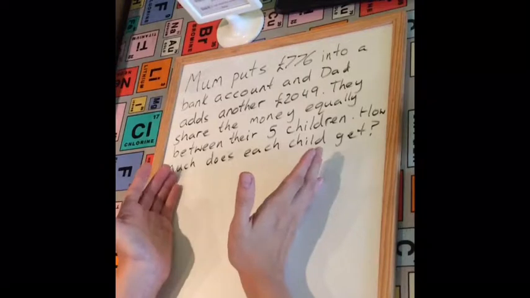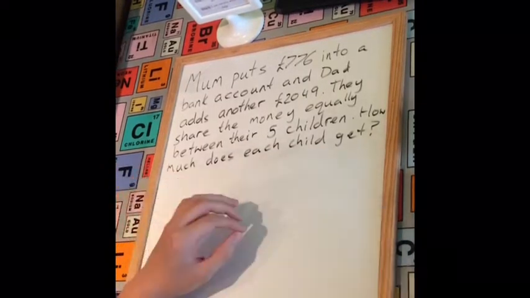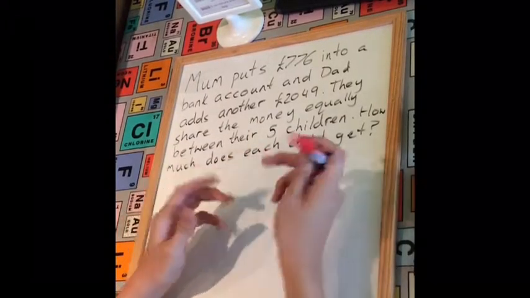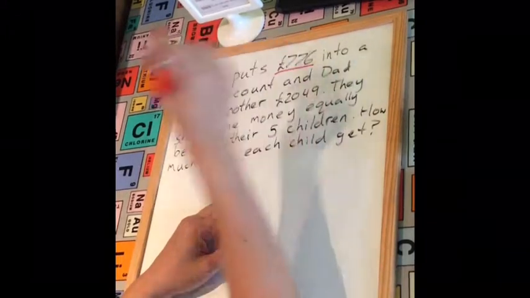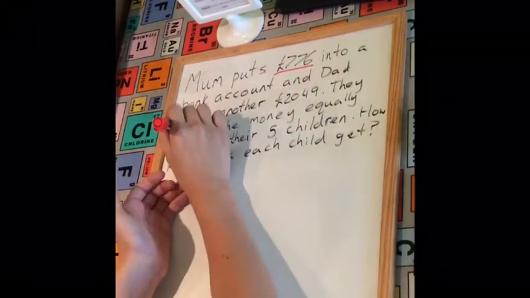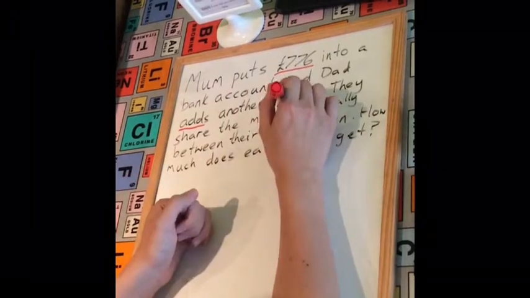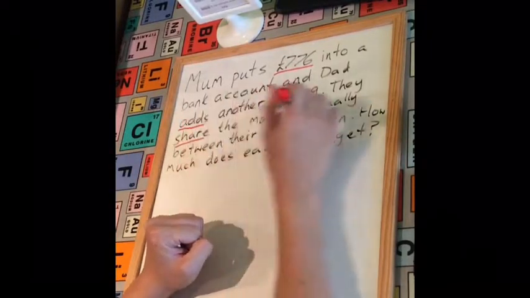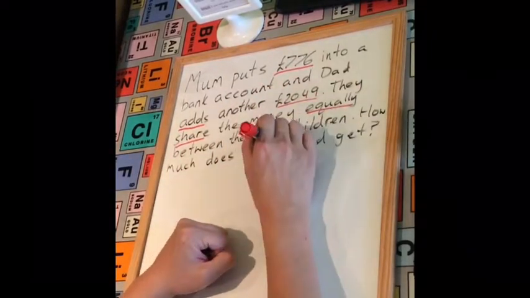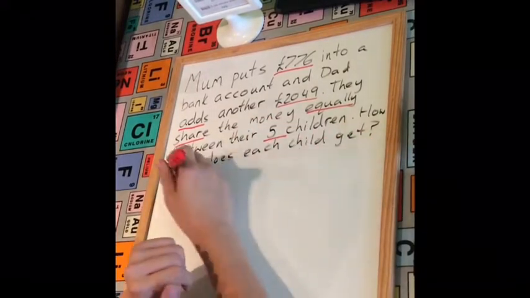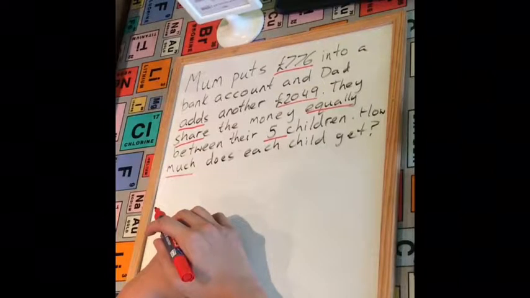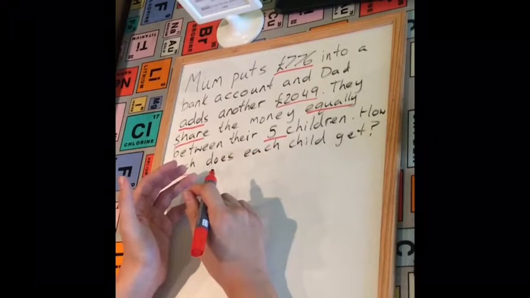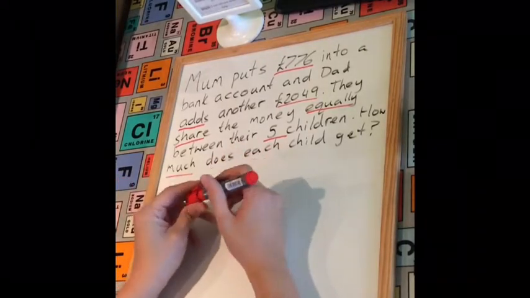So step 1 says, I can read the problem and identify the key information. So I'm going to take a different coloured pen. You can use a highlighter or a pencil to underline the key information. So we know Mum puts £776 into a bank account and Dad adds, that's very important because it tells us what operation to use, another £2,049. They share the money equally between their 5 children. How much does each child get? Alright, so we've got some of the important information there because we've got what numbers we need to use as well as which operations we also have to carry out.